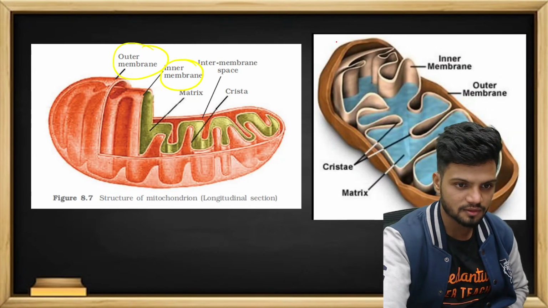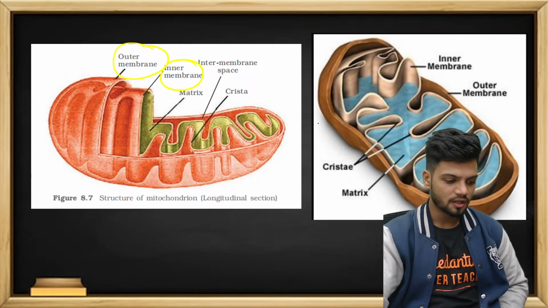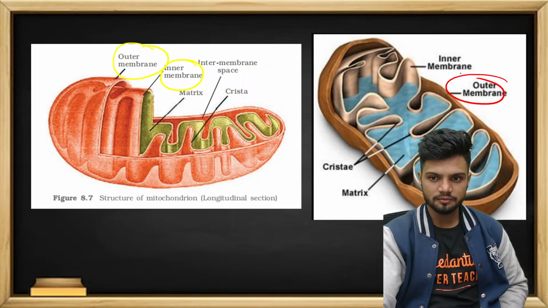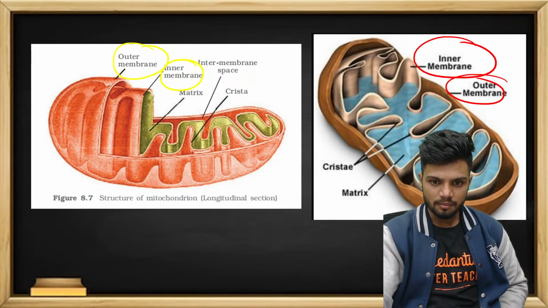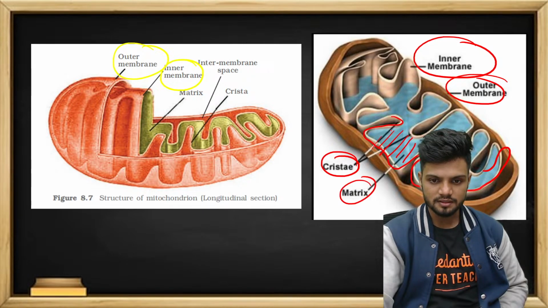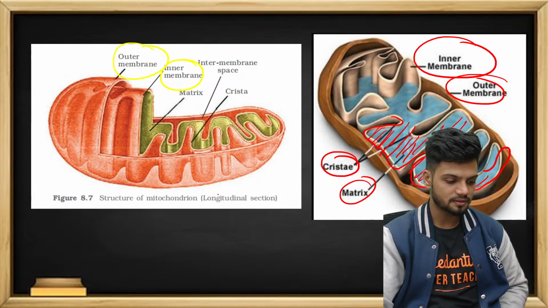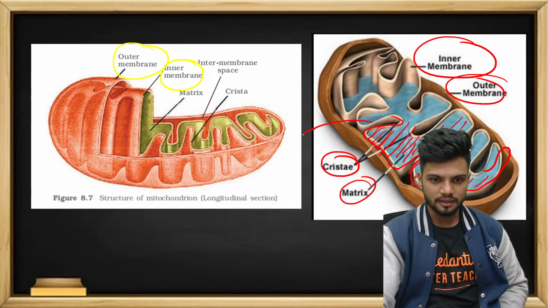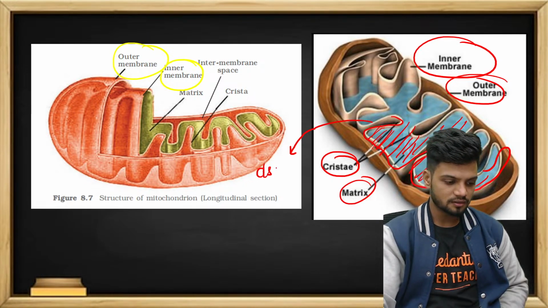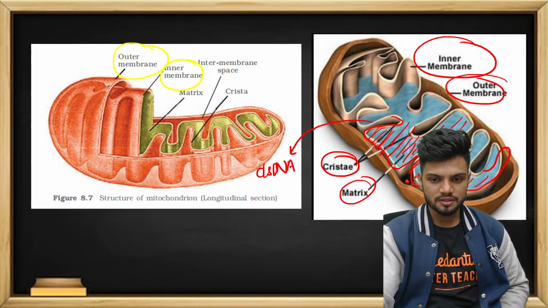Okay students, let's draw the diagram once. See here, there is an outer membrane and inner membrane. The inner membrane has foldings to increase surface area. The foldings are called cristae, and the matrix is called the matrix. The matrix is where the Krebs cycle takes place. Apart from this, there will also be double stranded DNA here. Ribosomes, yes, there will be ribosomes here.